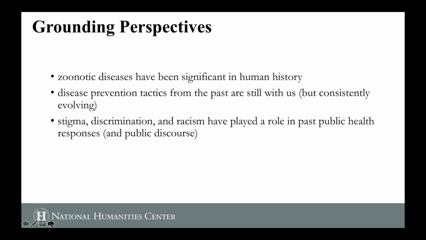So, some grounding perspectives and big themes. These are things that, when we're trying to understand the current moment, I think are really crucial. COVID-19 and other coronaviruses are zoonotic diseases. Zoonotic diseases are diseases that have jumped from animal species into humans. Zoonoses is the other way to think of this. These are significant in human history and are old in our human experience.